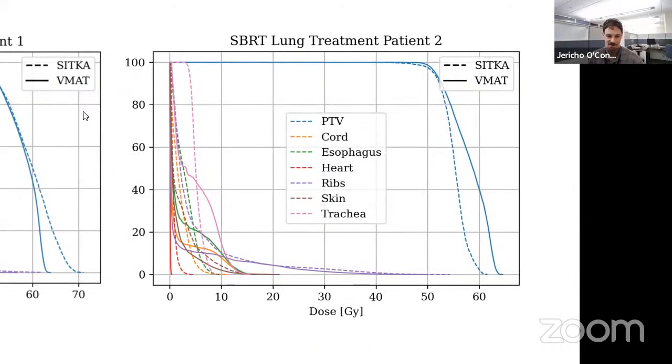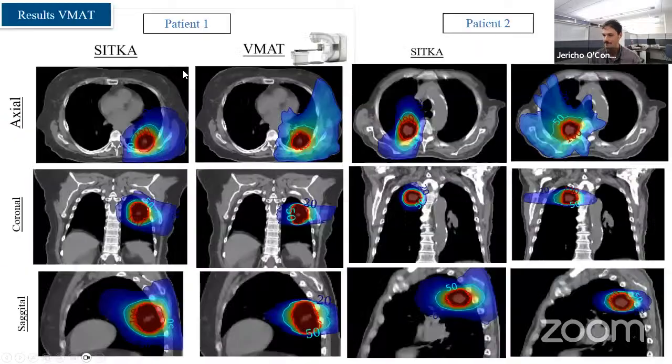Again, this DVH curve is telling that story. You can see that the trachea, for example, in the VMAT plan, which is a solid line, has a bit more of a higher dose. The max dose is higher, whereas for the SITKA plan, since we don't treat right through it, you don't get that high dose. But you tend to have a higher low dose bath.